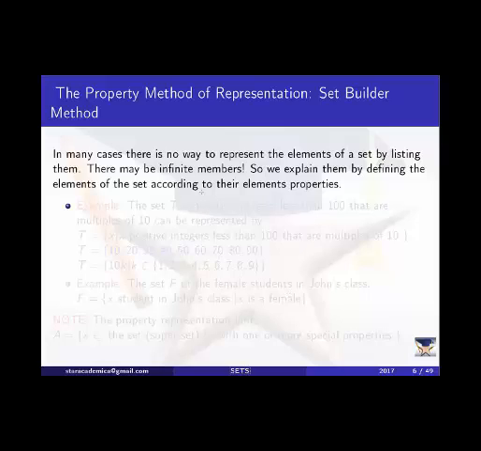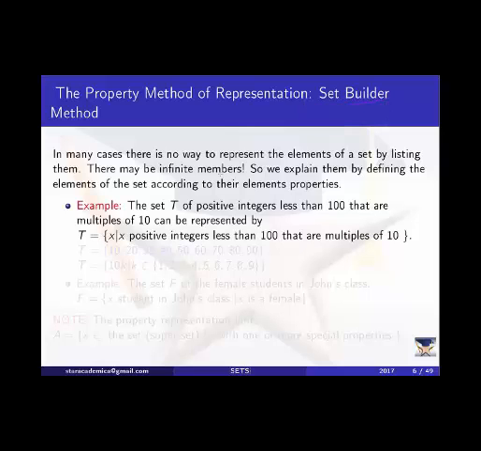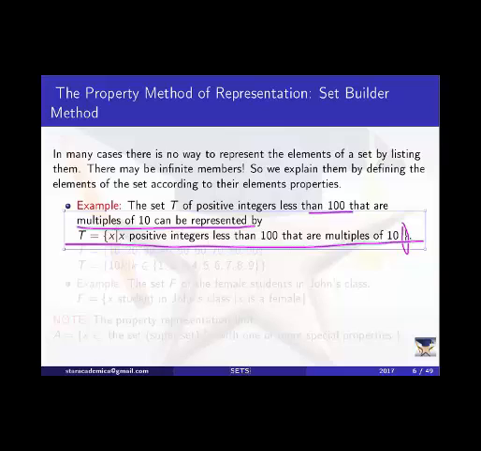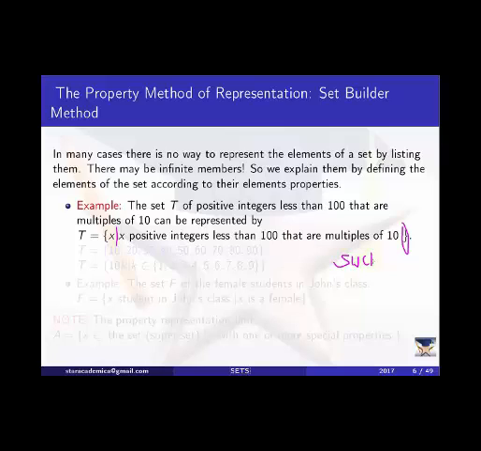Okay, another way of representing sets is called set builder, a method where we use a property for the sets. So they are defined by a property, and this is useful when we have plenty of elements and there is no way to list them all. Here's an example: the set T of positive integers less than 100 that are multiples of 10 can be represented by the following notation. We have T, open and close curly braces, and we say x such that. This symbol here, which is a line, we read as such that. It explains afterwards the property. So we have x such that x is a positive integer less than 100 that is a multiple of 10.